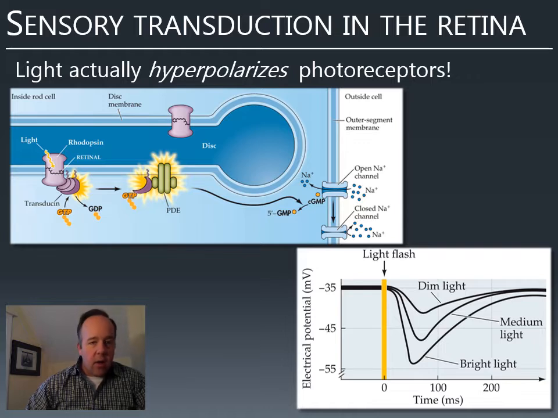A bright light will really hyperpolarize those cells and will shut down neurotransmitter release. So again, a little bit the opposite of what we're used to, stimulus coming in and causing neurotransmitter release. Here, these photoreceptor cells, the stimulus, light, comes in and stops neurotransmitter release. But either way, the neighboring cells can tell that there's been something different, that there's been a change in the amount of stimulus being received because the neurotransmitter levels have changed. And that's the important part.